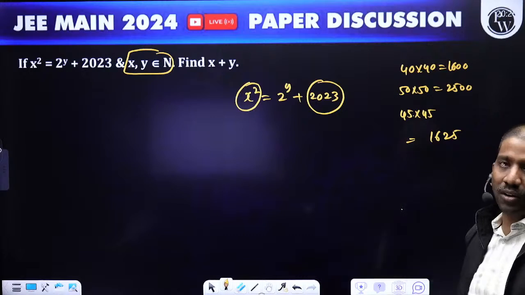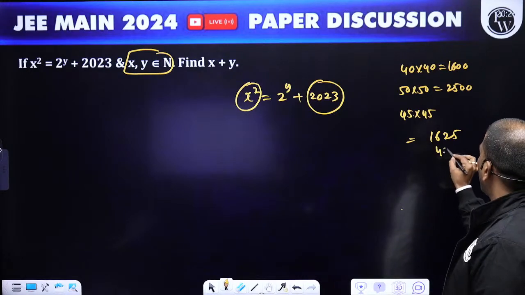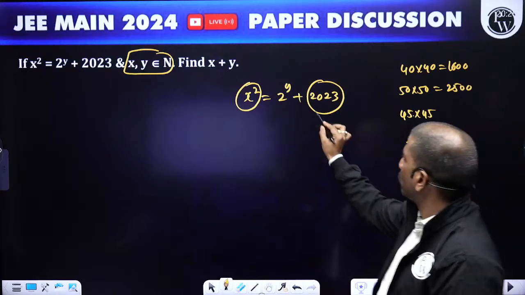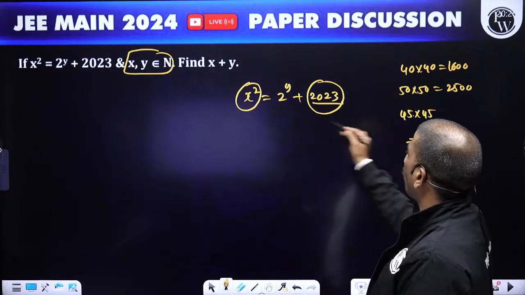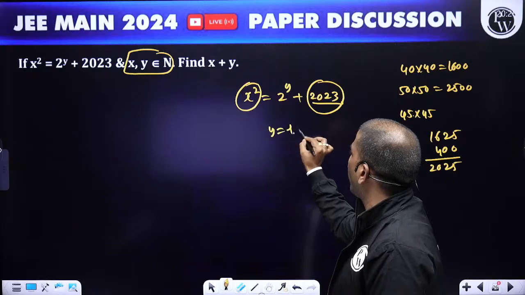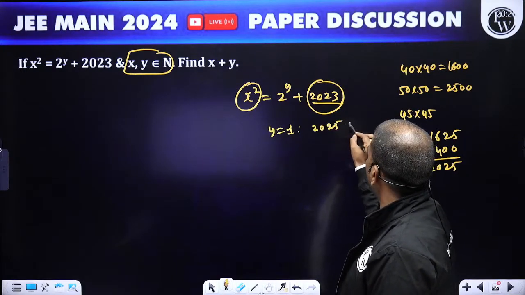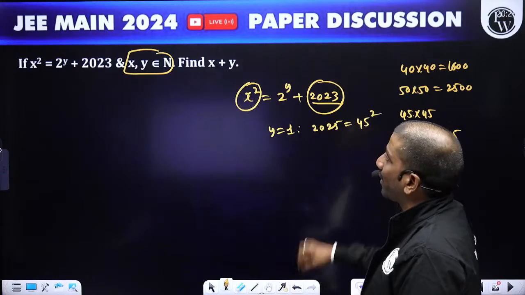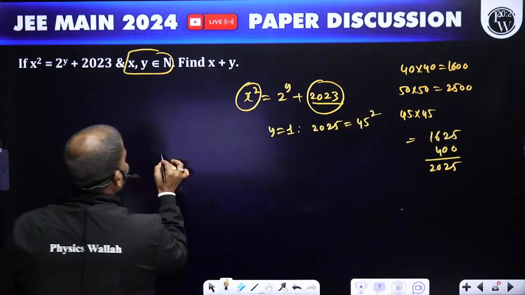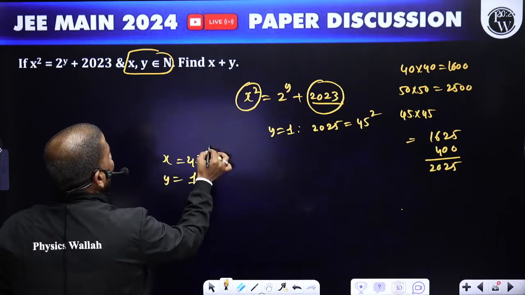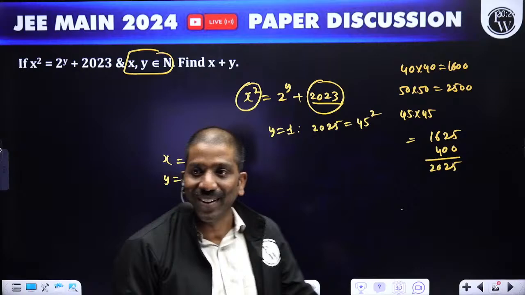5 4s are 20, 400. So this is 2025. Very nice. It is close to 2023. y is equal to 1. What do you get? This is 2025. So this 2025 is nothing but 45 squared. So just by observation, x is equal to 45 and y is equal to 1 satisfies this equation. So x plus y is equal to 46.